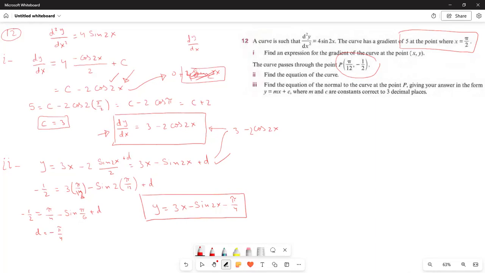Now this is part 2. Find the equation of the curve. Now I will do part 3. Part 3 says, let me put a line here. Find the equation of the normal to the curve.